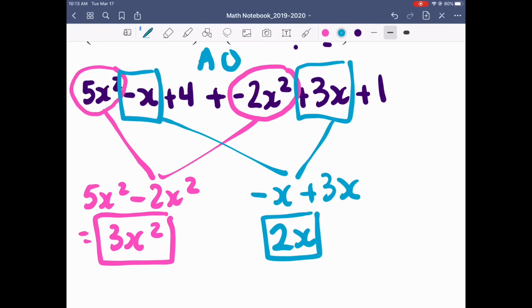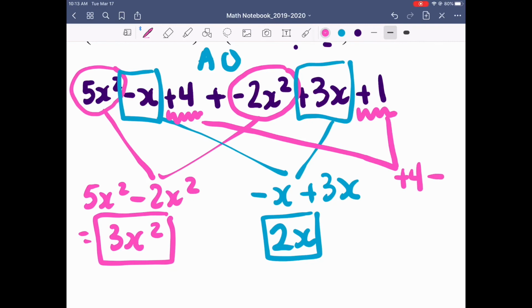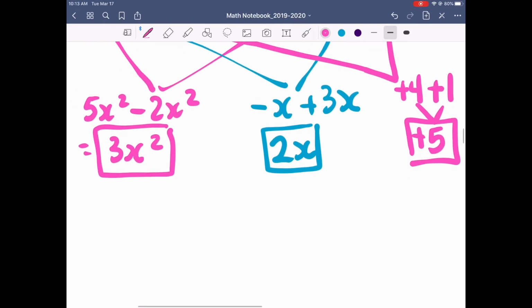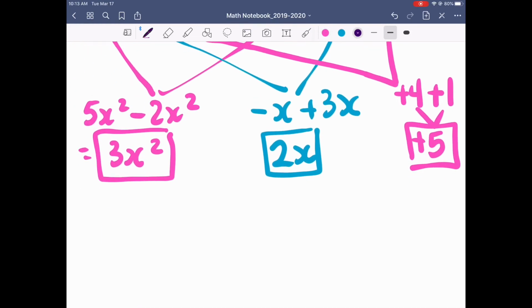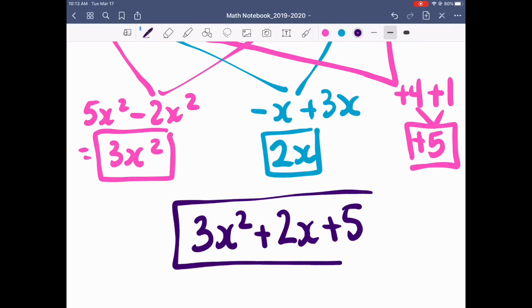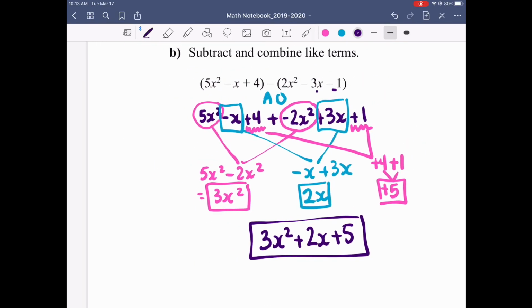And then our last set of like terms is our constants. So we have +4 and +1. So +4 plus 1 gives us +5. And now we just kind of shove these all together for our final answer. So when we subtract them, our final answer is 3x squared plus 2x plus 5. And that is our answer for part B.